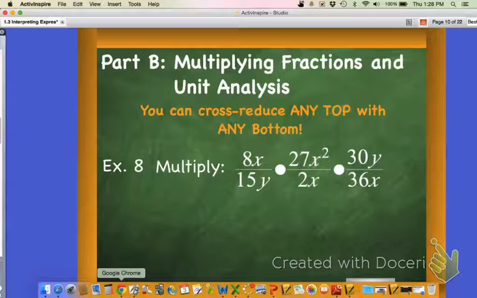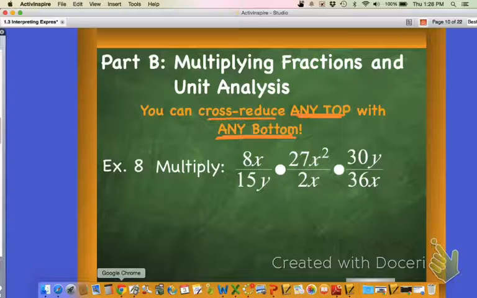Alright, so here we have another one. This multiplication problem, though, has 3 fractions that you're multiplying. It's not a big deal. It looks a little intimidating, but what I want you to keep in mind is really just one thing. You can cross-reduce any top with any bottom.